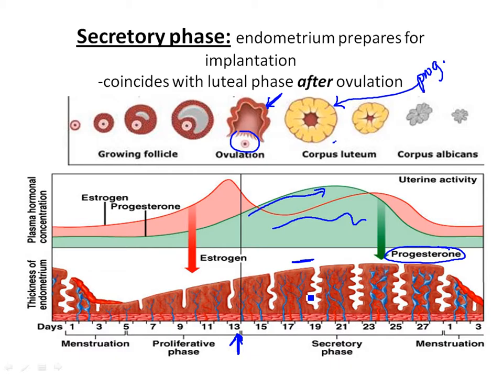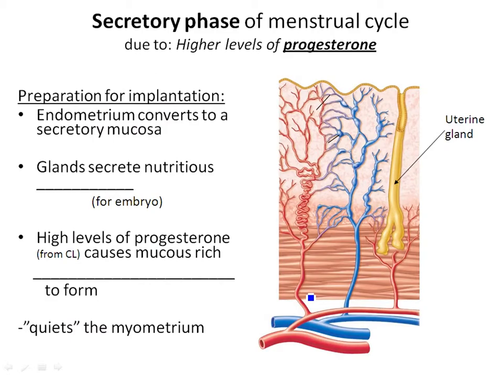And why? Well, progesterone has a lot of jobs in the menstrual cycle. It is going to change the endometrium into what we call a secretory type mucosa. We're going to be secreting lots and lots of glycogen in case there's an embryo. Remember, if fertilization occurred, the little embryo is going to land right there.